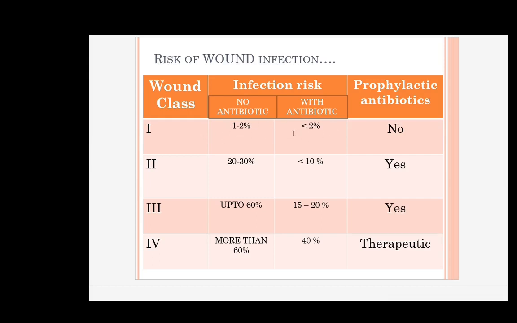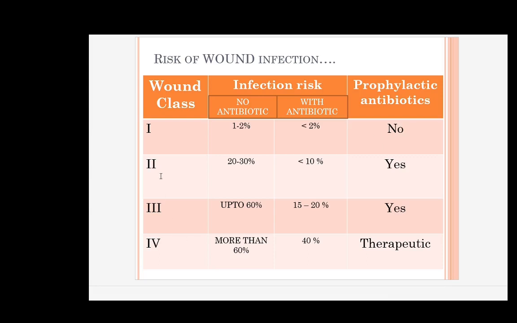So in a clean wound, like in a hernia operation or a breast operation, perhaps there is no need to give any prophylactic antibiotic, as long as your skin preparation and other things are usually good. But usually, most surgeons end up giving 1 dose of antibiotics or maybe even more than that. But as per the recommendation, usually no antibiotic is required. However, just to be on the safe side, 1 or 2 doses of antibiotics are usually given.